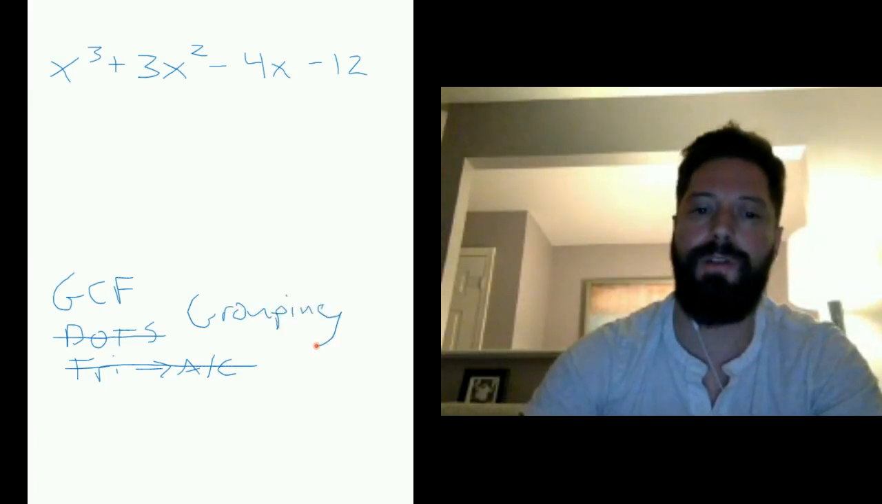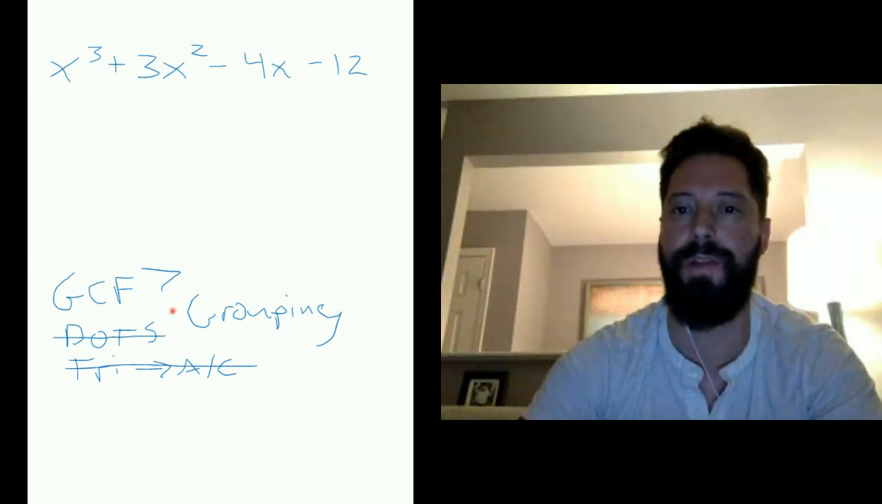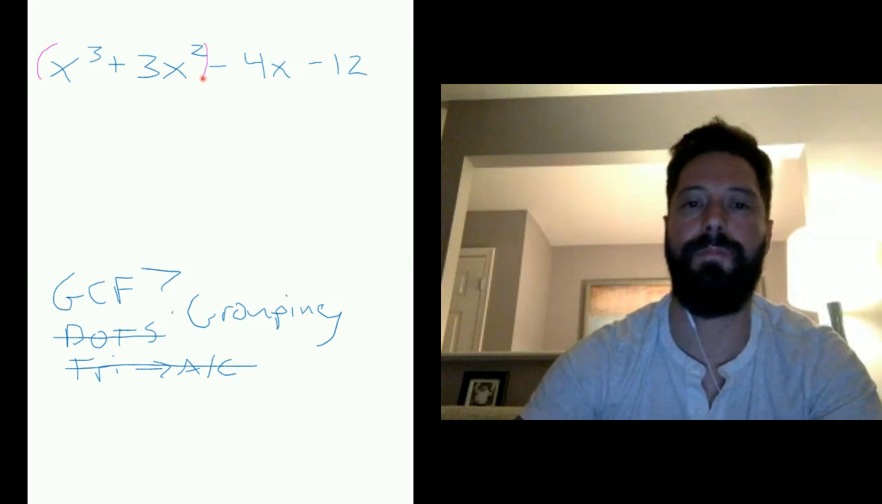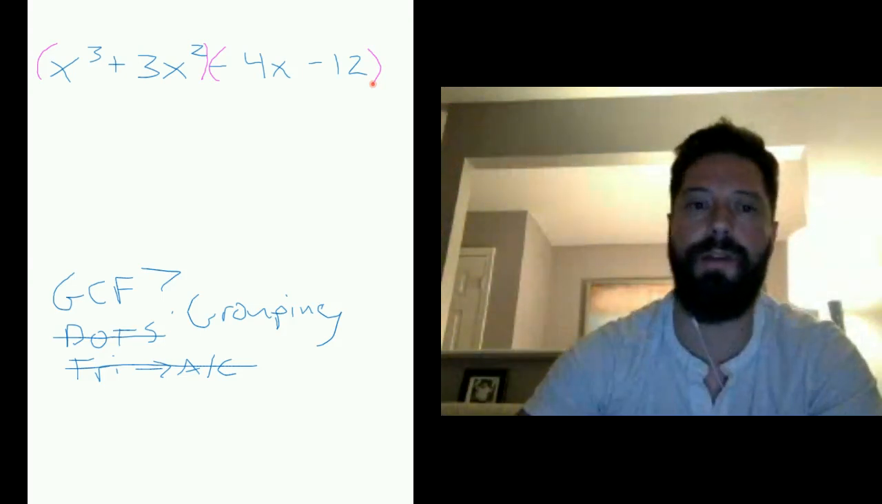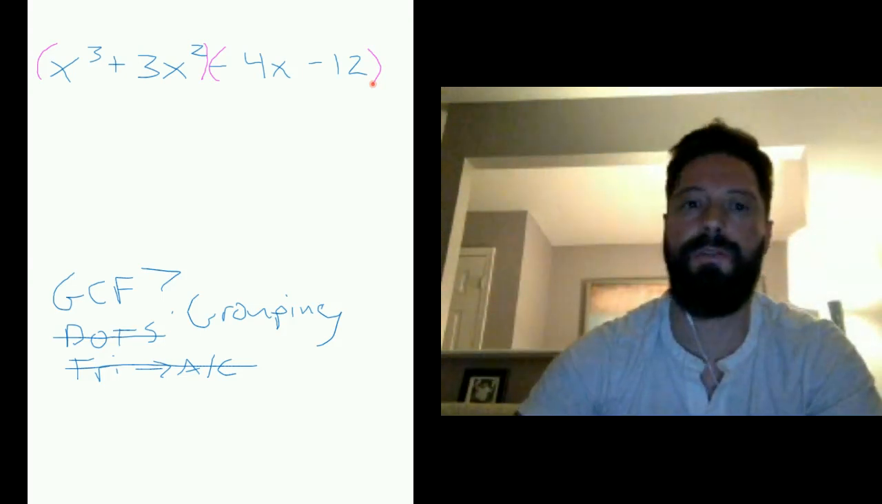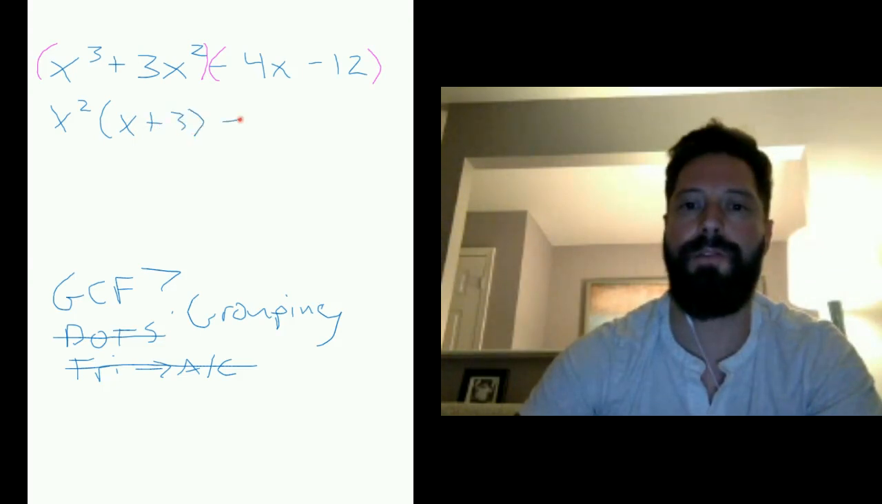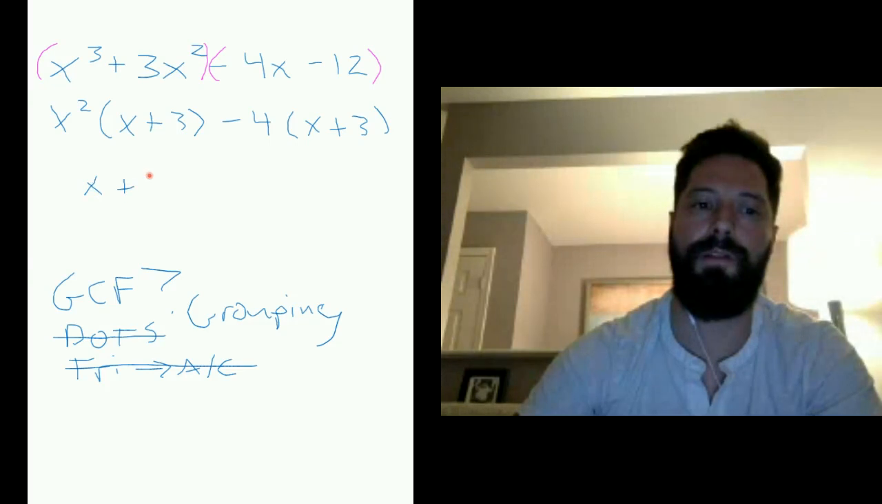So we're just going to group this thing like so. Again, I like to put the parentheses around the negative so I know to factor out a negative. Now we do the GCF of this bubble, which is x squared times x plus 3, and we get minus 4 times x plus 3, and it's x plus 3 times x squared minus 4, and now we have to think, are we done?